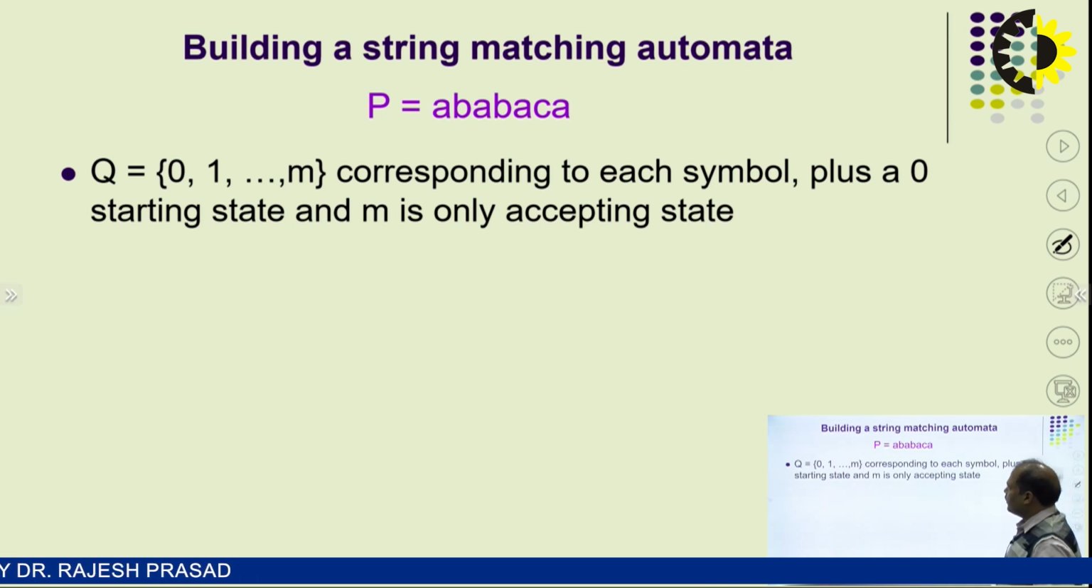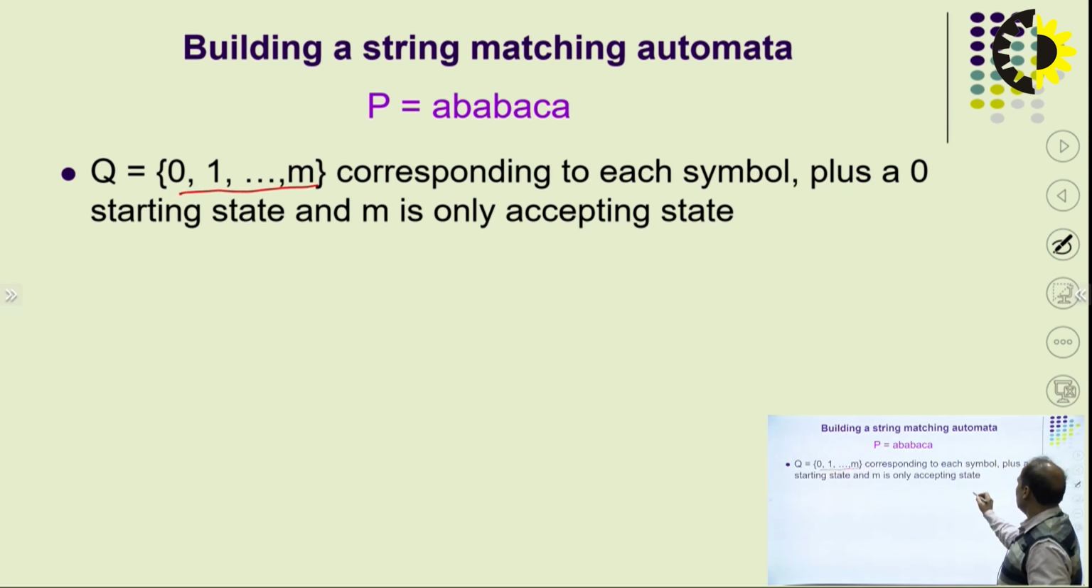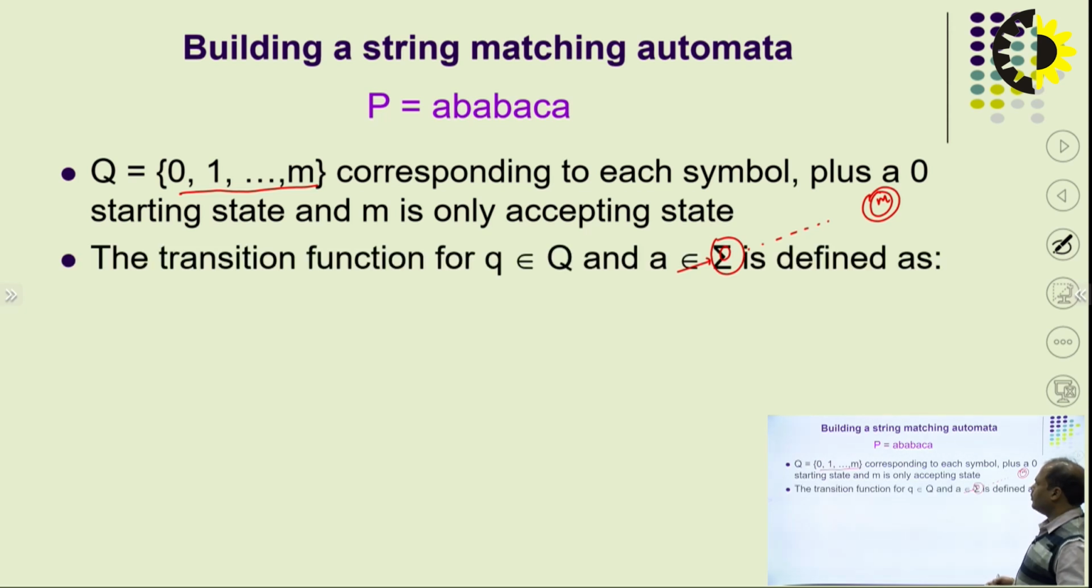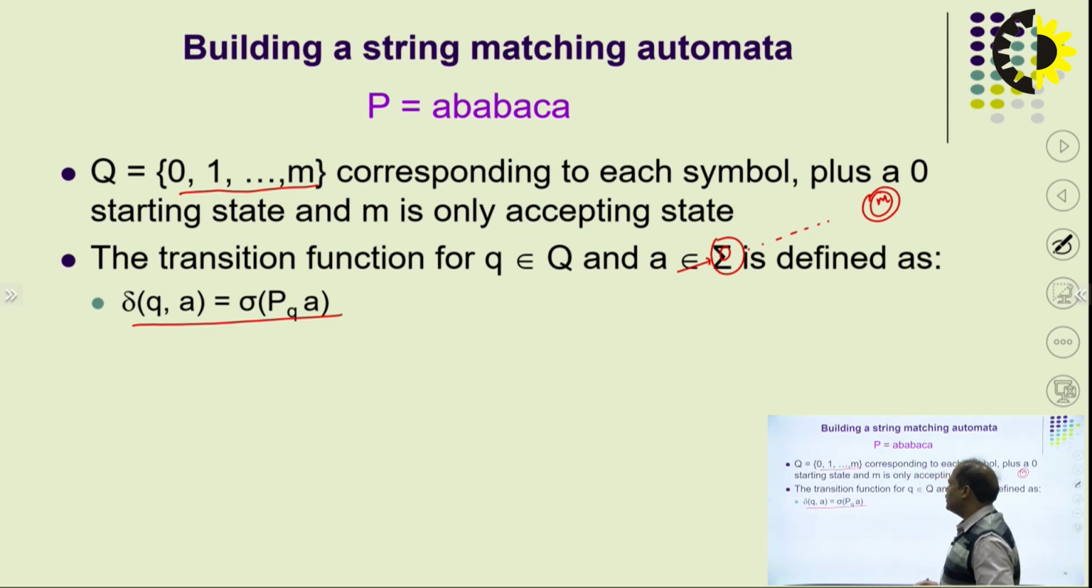It's very simple, just consider the suffix finite automaton. Consider all these states. Our finite automaton will have states numbered from 0 to m, where 0 is the starting state and m is the only final state. So the transition function is defined like this. This is the main concept in this finite automaton, the transition function.